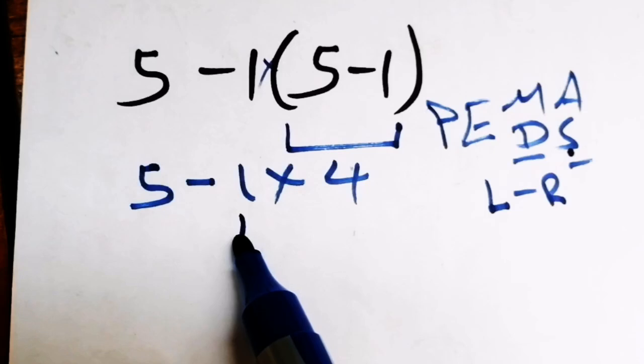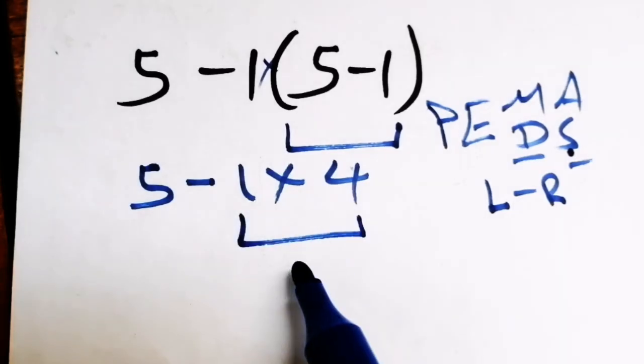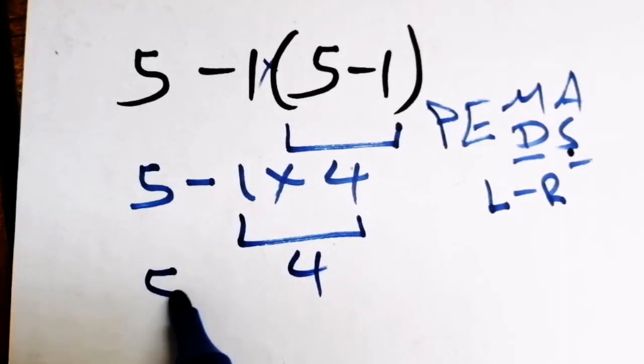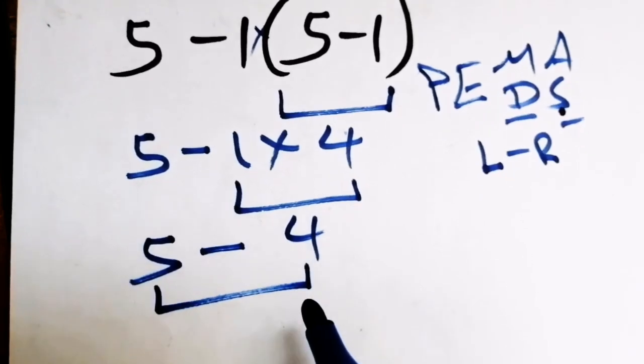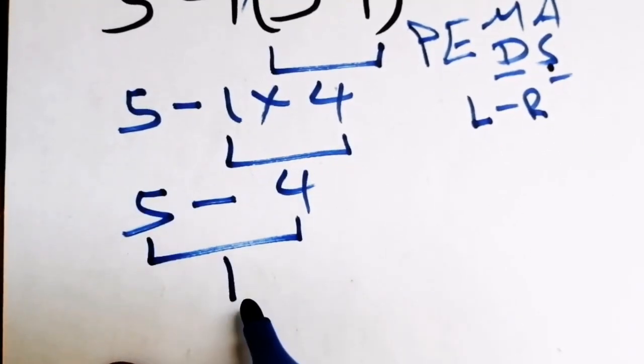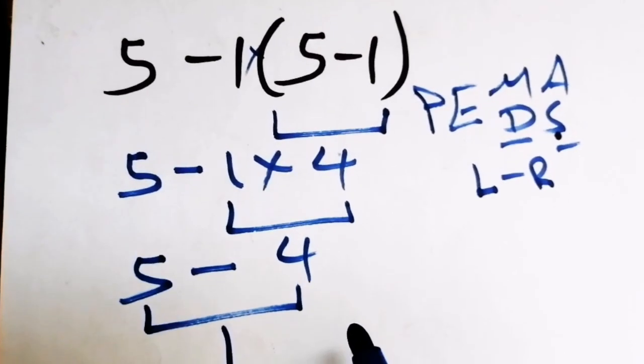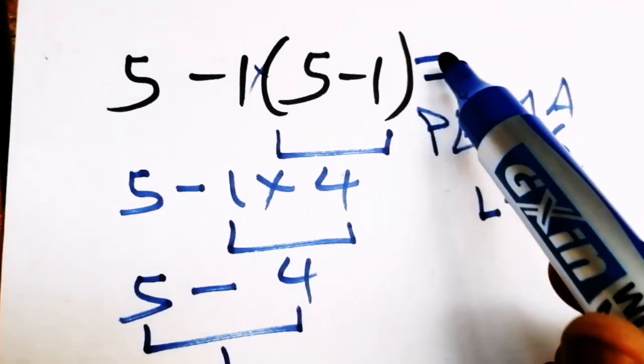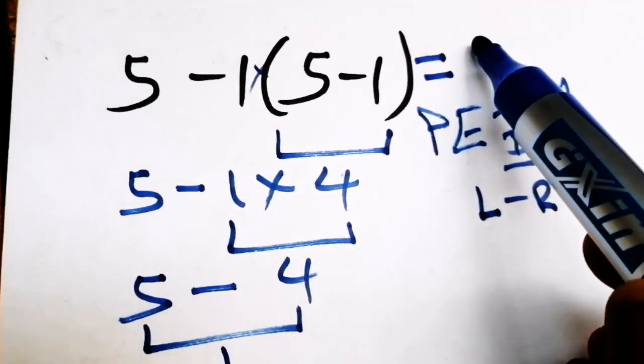Okay, therefore we need to multiply this number first, 1 times 4 which equals 4, then 5 minus 4 which equals 1. Okay, this is the correct answer of this problem. Therefore the final answer of this problem is equal to 1.